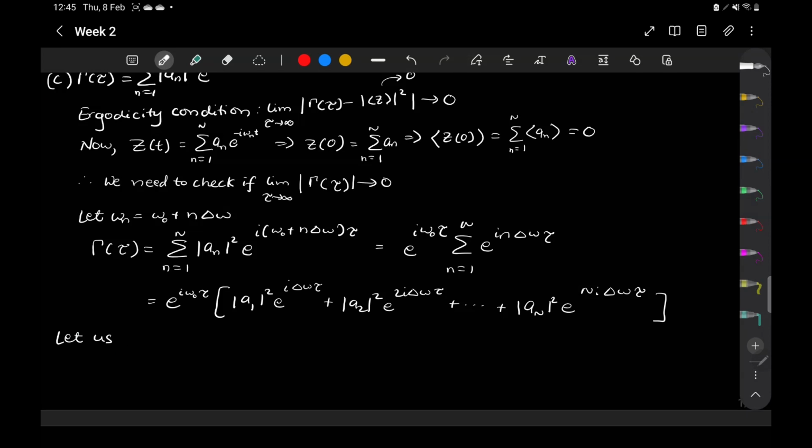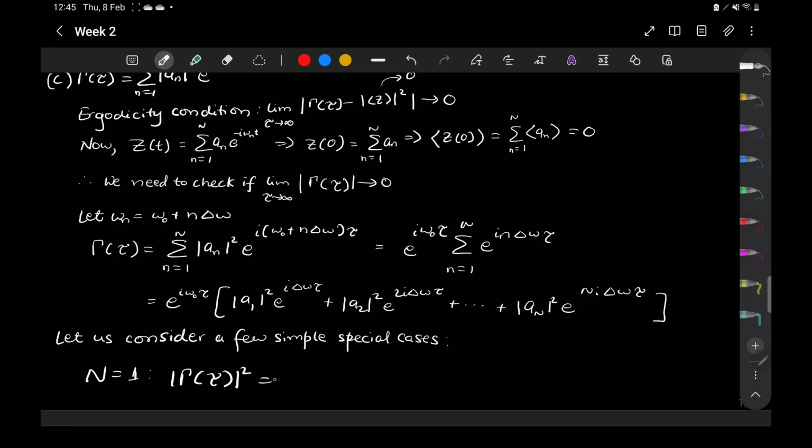Let us first consider a few simple cases. So first case, let us take n equals 1. So that simply gives me gamma tau mod squared equals mod E1 squared. Why? Because these exponential terms cancel out when taking the mod.